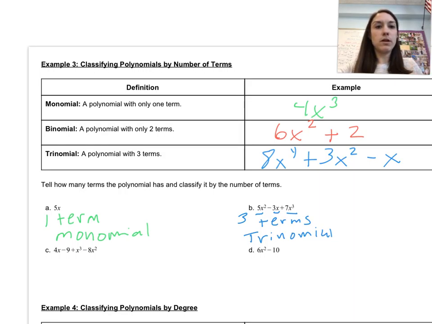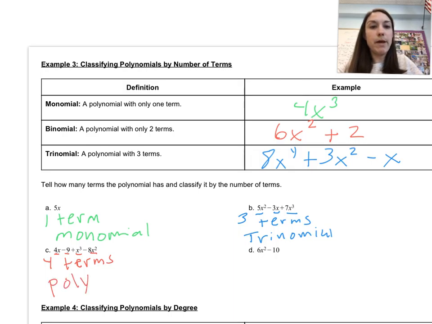Our next one we are looking at is letter C, which is 4x minus 9 plus x to the third minus 8x squared. In this one, 4x is one term, negative 9 is another term, x to the third is a term, and then negative 8x squared is a term. There are 4 terms here. Since there are 4 terms, we'll write that down, 4 terms. And we don't have a definition we're going to use for the 4 terms, so we'll just call this a polynomial, poly meaning many.